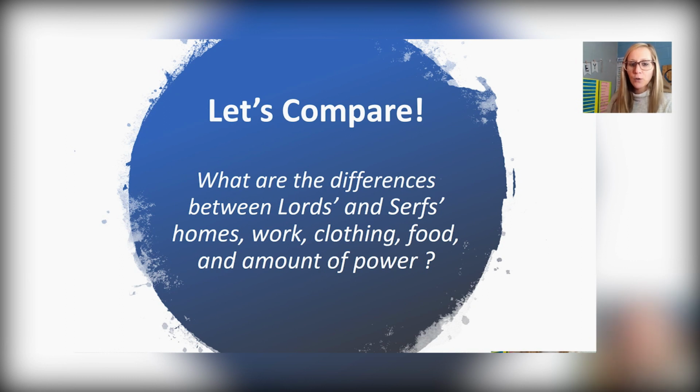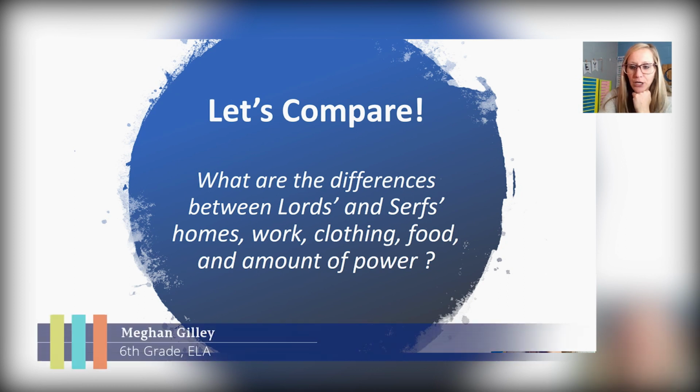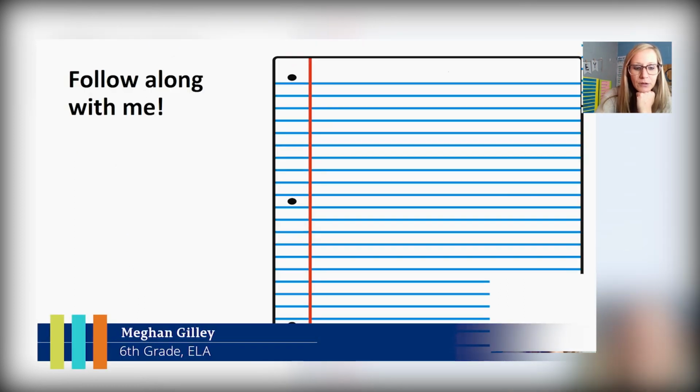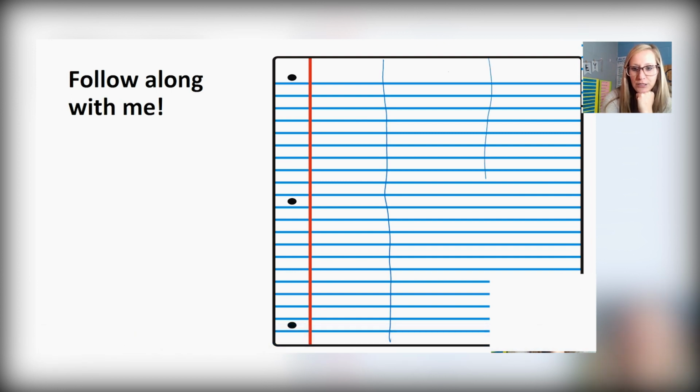So let's compare. We're going to take a look at the differences between the lords and the serfs: homes, work, clothing, food, and amount of power. So at this time, I want you to pull out one of your pieces of paper, and we're going to split it just like I am on my screen. So I want you to pick up your pencil and you're going to make a 3-column chart. And on the very left-hand side, I want you to label this column with Lords. And on the right-hand side, I want you to label your column with Serfs. I'm sorry about my handwriting, but hopefully you can see there.